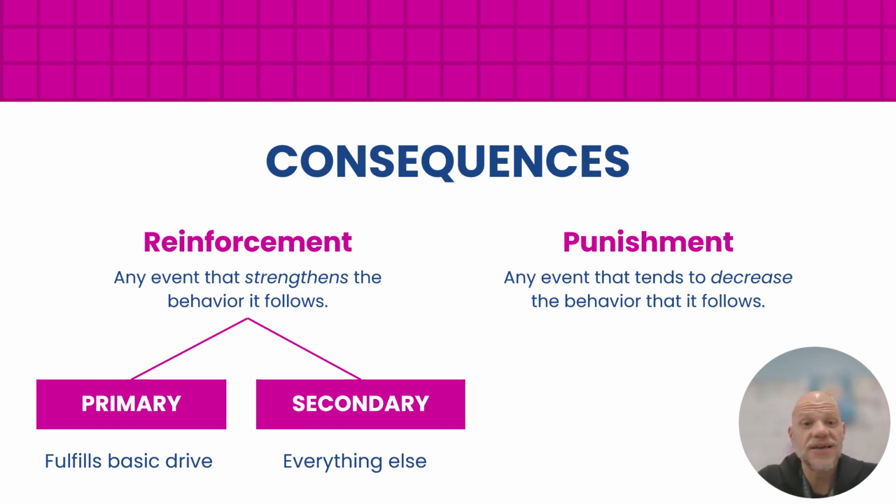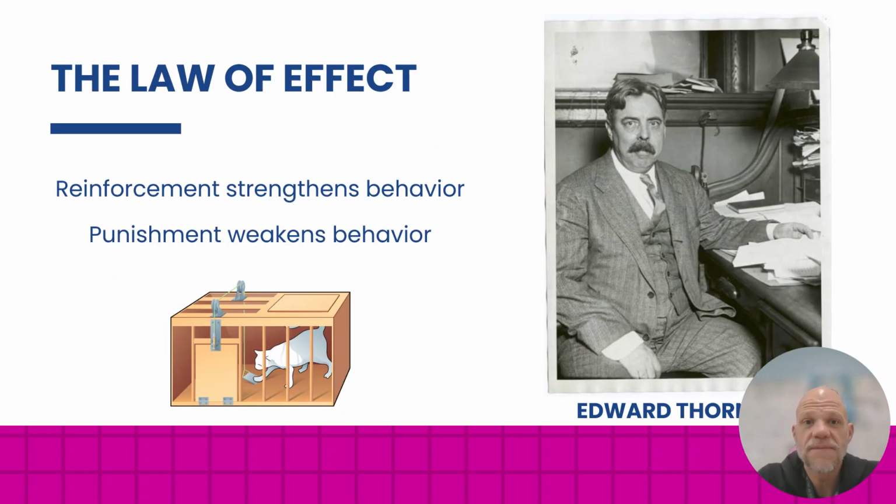Secondary is anything else that doesn't fulfill a basic drive. It's something that we learn is rewarding. So we learn that we can get things that we need with money. And if you think about the money that you had and the money that you spent, most likely you spent most of it on food or drink, right? Like most humans do. So it really kind of goes back to our basic needs.